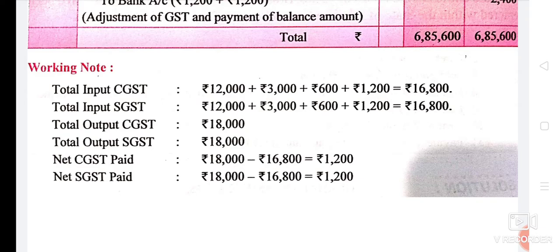1,200 net CGST will be paid, okay, to the government. And for input SGST adjusted with output SGST, 18,000 minus 16,800 is equal to 1,200. This is the net amount will be paid to the government. So total amount paid to the government will be 2,400.